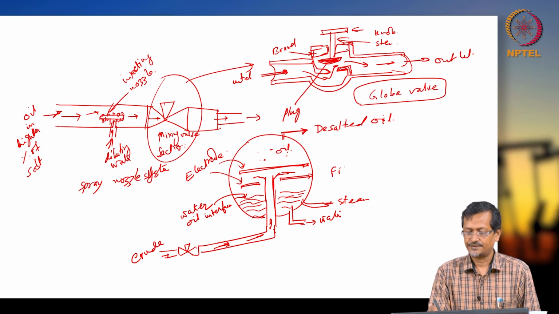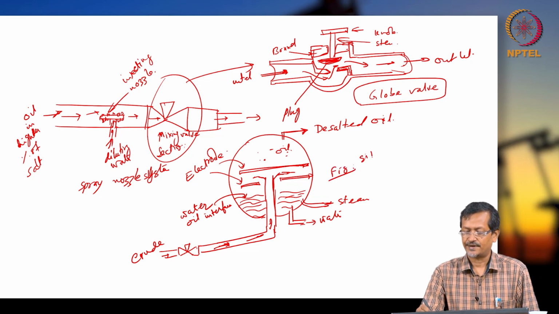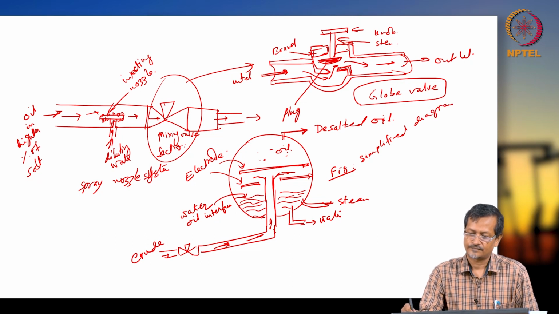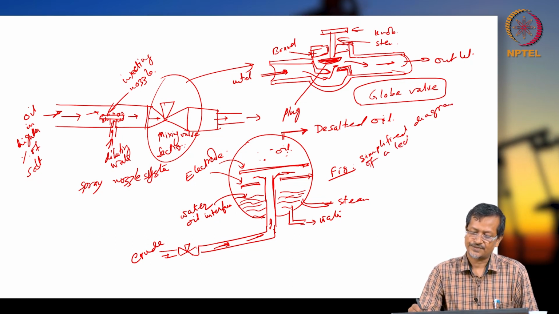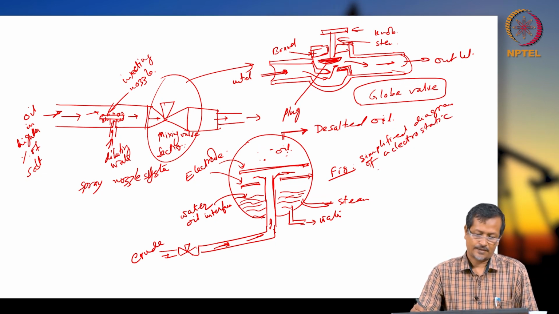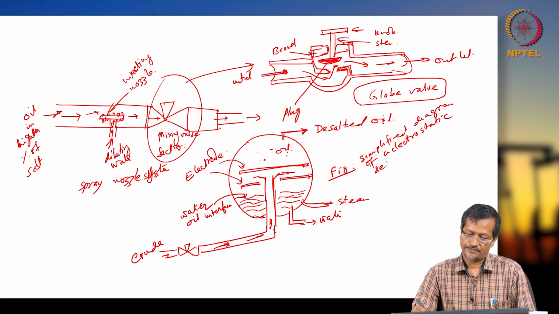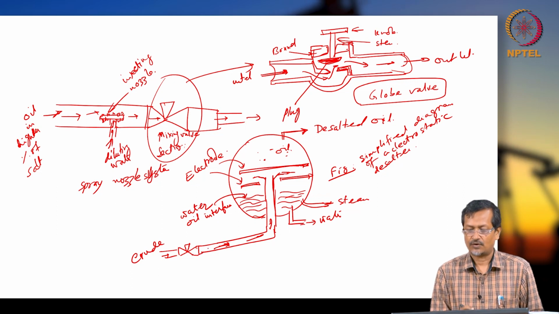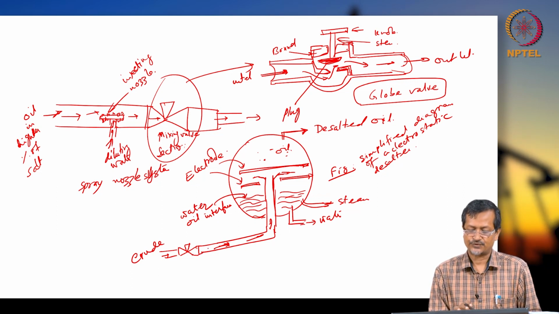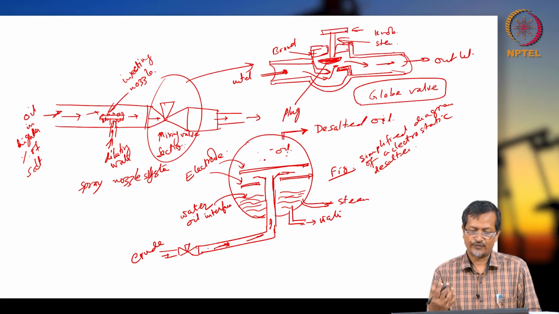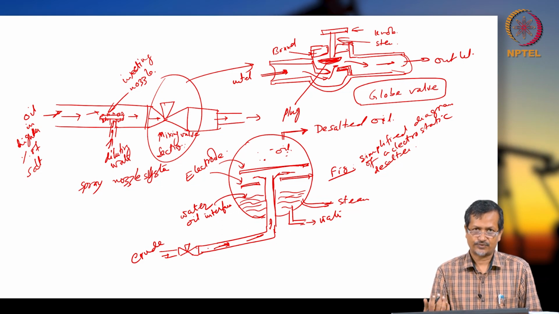This is the figure: simplified diagram of an electrostatic desalter. So here fresh water or diluent water is inevitable, so that you can dilute and remove the water, and you are removing the amount of salt, and BSW also goes down.